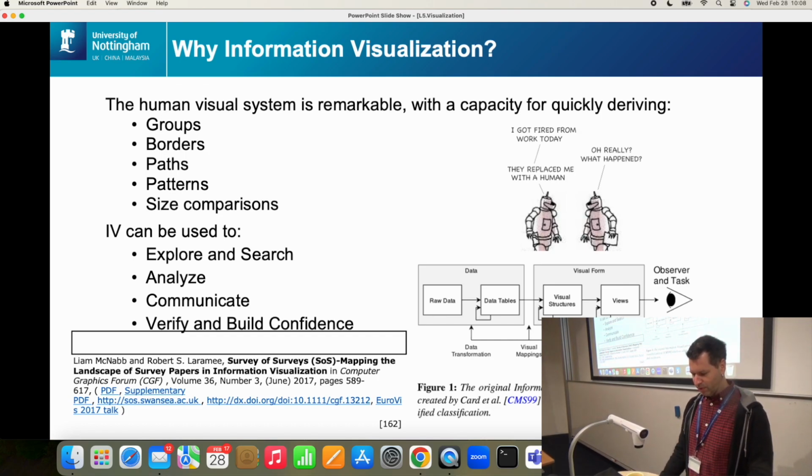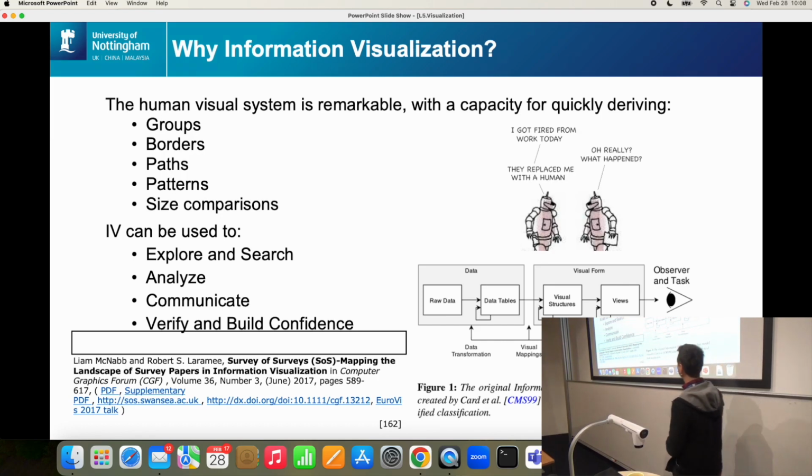The human visual system is very powerful. It's very good at forming groups, identifying boundaries or borders, and identifying paths and patterns, and it's very good at comparisons. This is what our visual system does.